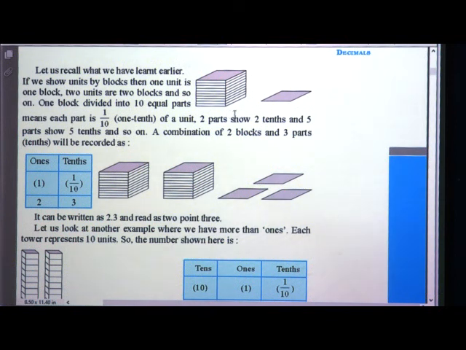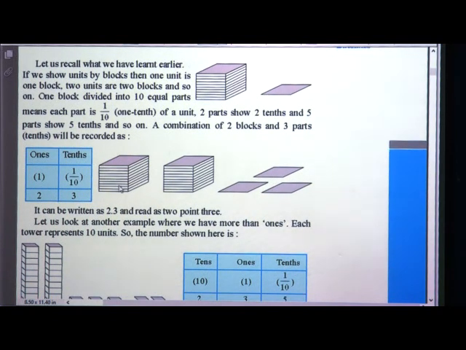Okay, students, see here, now we have a different question, a combination of 2 blocks. It means we have 2 total blocks, and 3 parts in units. So these are the total 2 blocks and also 3 parts. Now we need to write this in decimal. So, how will we write it?